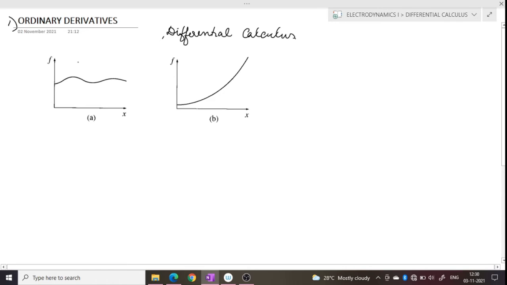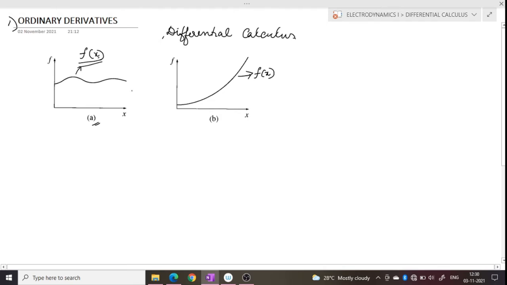So consider a function f of x. What is the meaning of this representation? f is a function which varies with x. So let it be this one. First example, A. Here you have another f of x, the variation of f with x, this one.